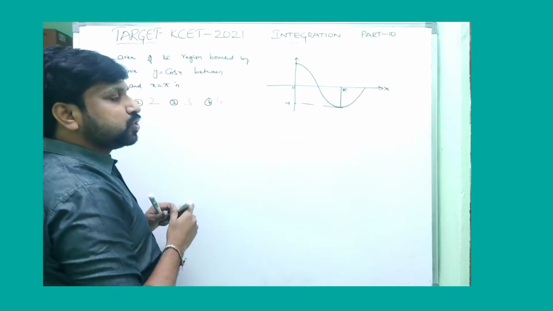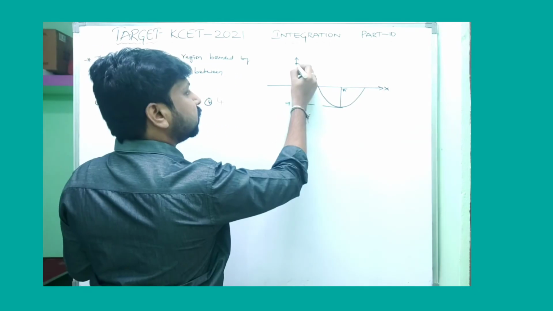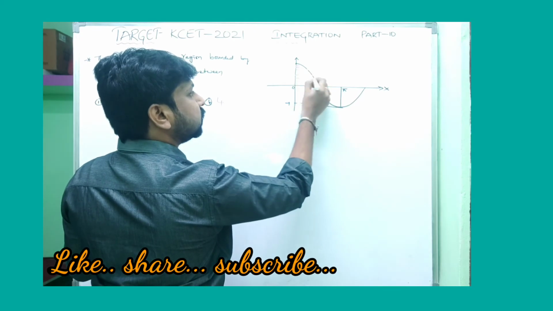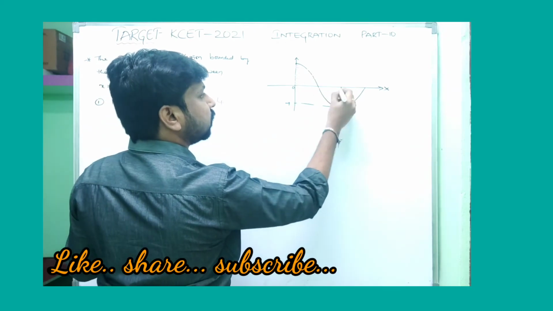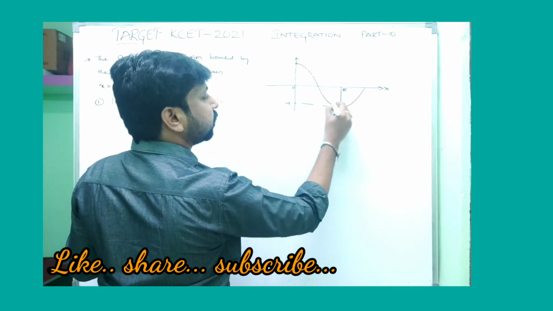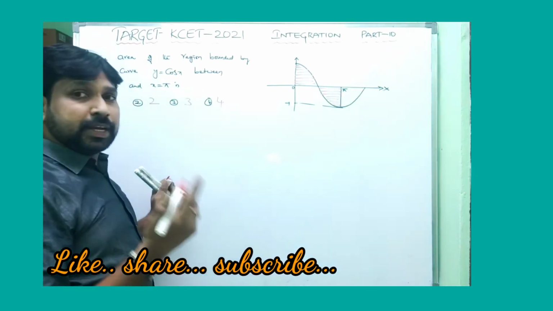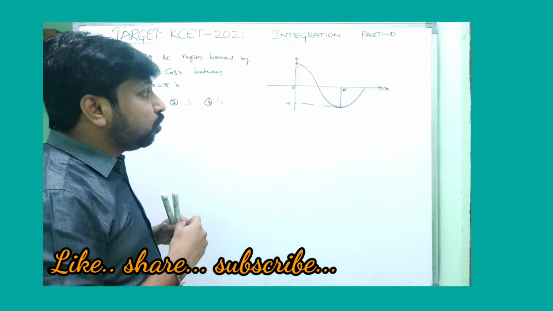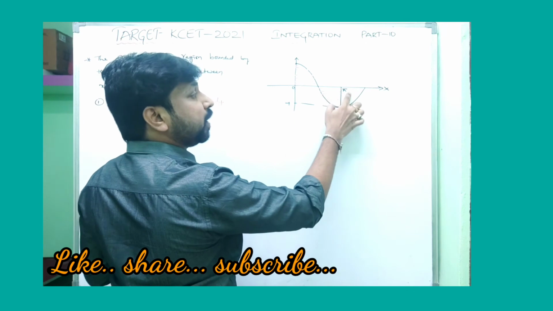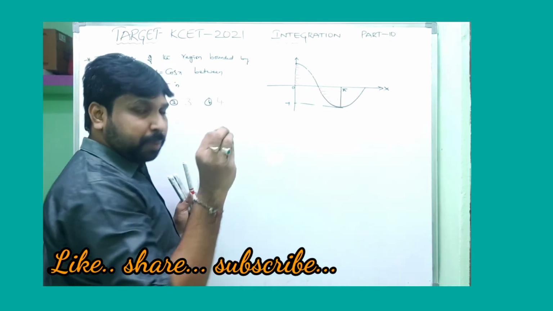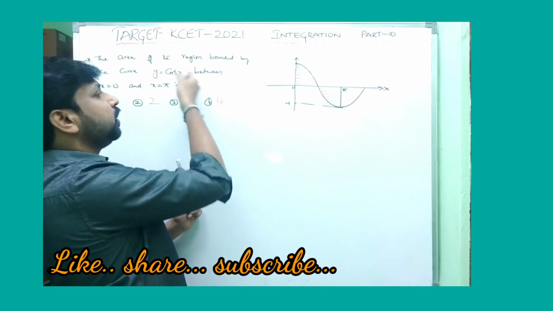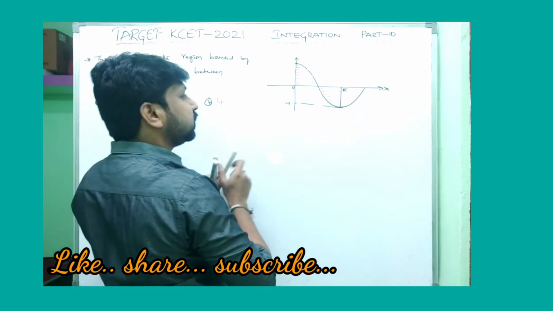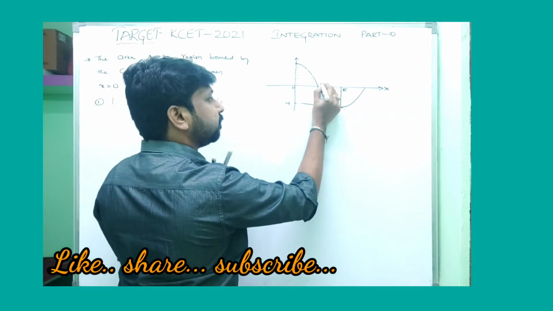Now what you need to do, which area are you going to find out? This part plus this part. So between 0 to pi, it is split into two parts, that is 0 to pi by 2 and pi by 2 to pi. Why? Because the in-between value of 0 and pi is pi by 2. If you have any doubt, cos 90 is of course 0. That's what this point is, pi by 2, obviously.